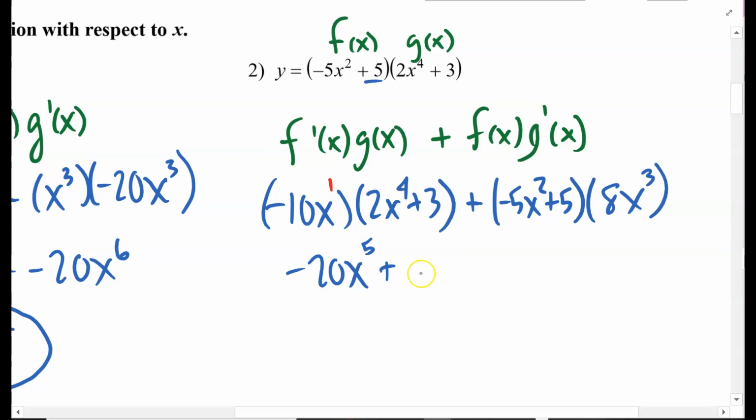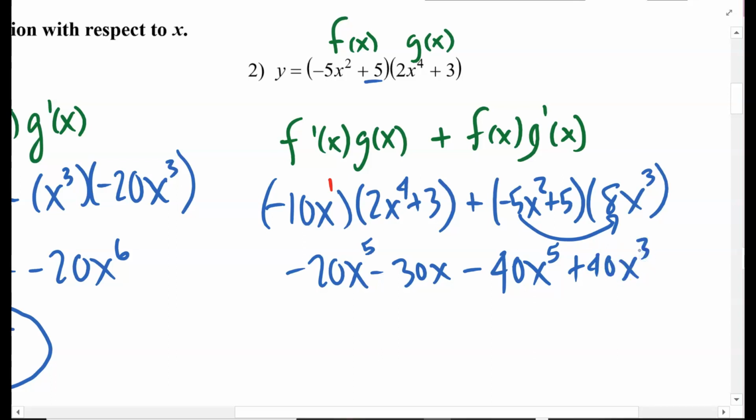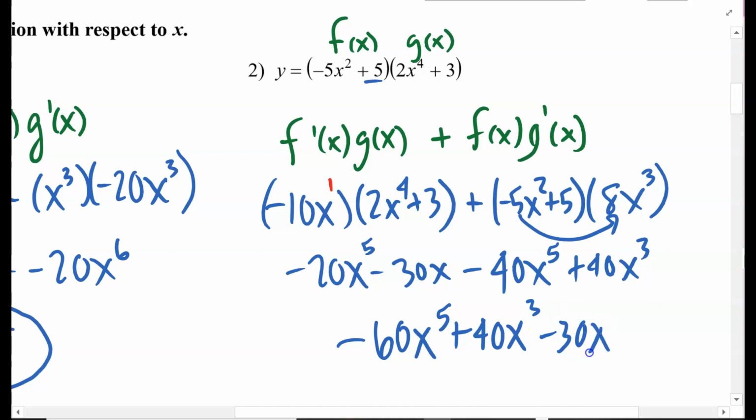Don't forget to distribute to the 3, and it's not going to be plus, it's going to be a negative 10x, sorry, negative 30x, minus, and I know we have plus, but this here is going to be negative since it's a negative 5x squared, so you can go ahead and write minus negative 40x to the fifth, and then you have positive 5 times 8, so plus 40x cubed. And so when we combine like terms, we get negative 60x to the fifth plus 40x cubed minus 30x. And that is our y prime, our derivative.